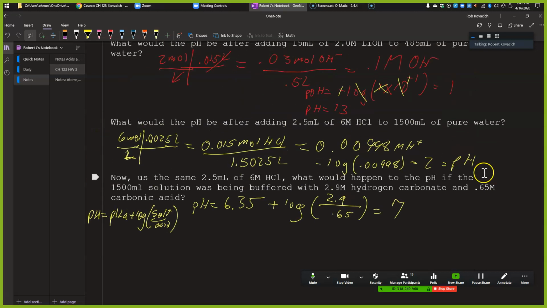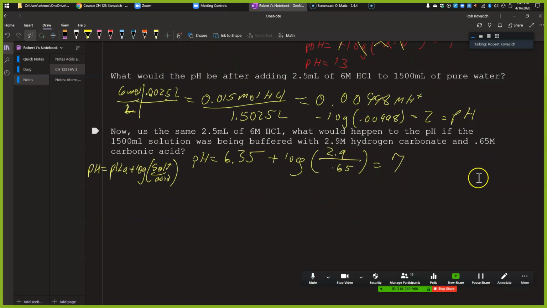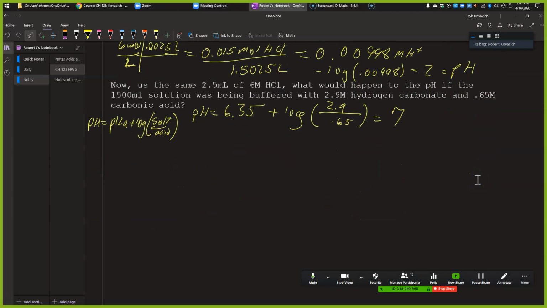Like the last problem, we started at 7 and moved to 2. So we're going to see if we get such a dramatic change again. And since it's in a buffer, probably not. So we need to know the moles of everything. We already know the moles of hydrochloric acid. It's 0.015. So we need to know the moles of carbonic acid and hydrogen carbonate.